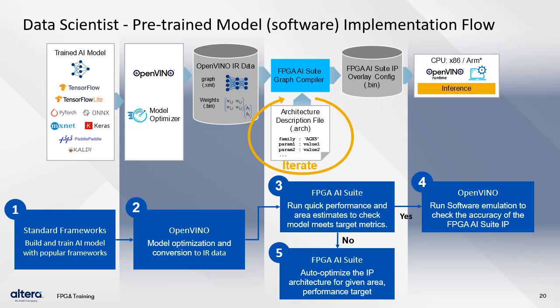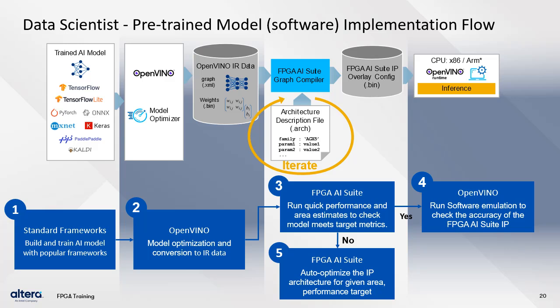The steps involved in the software implementation flow are: Step 1, build and train the AI model with popular frameworks. Step 2, use the OpenVINO Model Optimizer and convert into an IR model. Step 3, run quick performance and area estimates to check whether the model meets target metrics. Step 4, run software emulation to check the accuracy of the FPGA AI Suite IP. Step 5, auto-optimize the IP architecture for the given area and performance target.